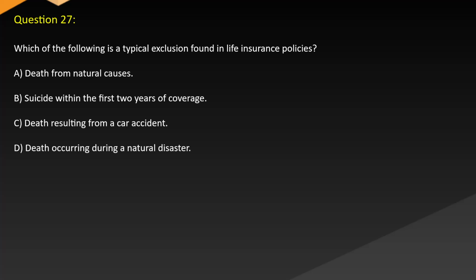Question 27. Which of the following is a typical exclusion found in life insurance policies? A. Death from natural causes. B. Suicide within the first 2 years of coverage. C. Death resulting from a car accident. D. Death occurring during a natural disaster.